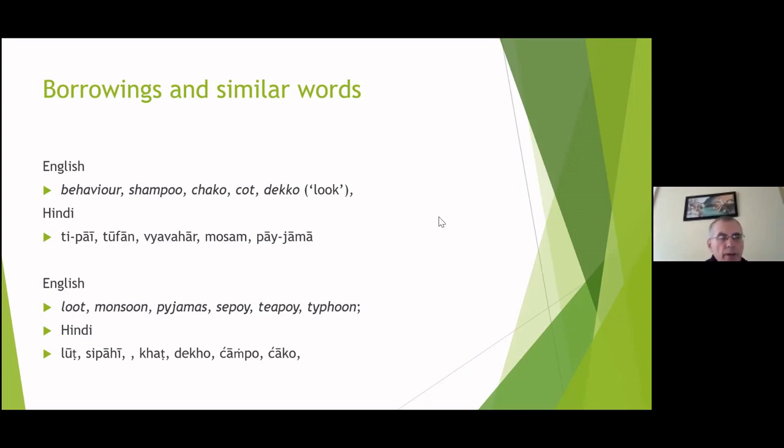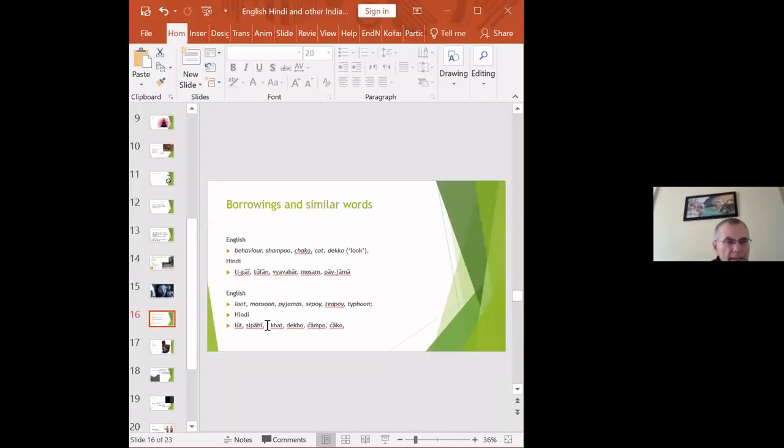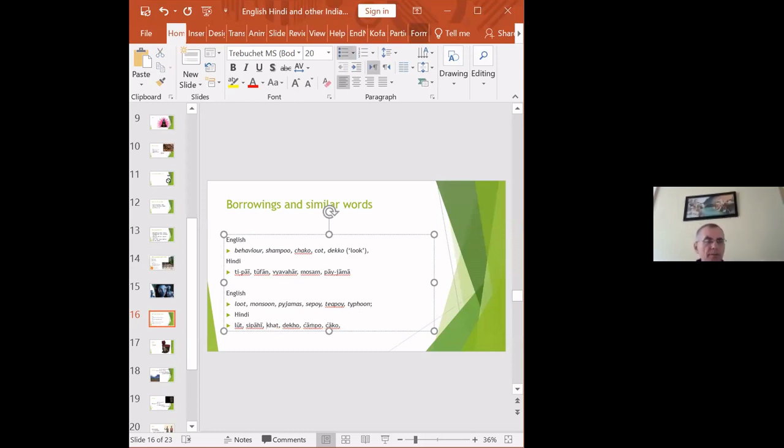So I'm sure you were able to relate many Hindi words to their English equivalents. And also you might have some idea now about what the odd ones out are. So let's start with the odd ones. The similarity between behavior and vyavahar is just a coincidence. And there are many, many coincidences between languages like this.